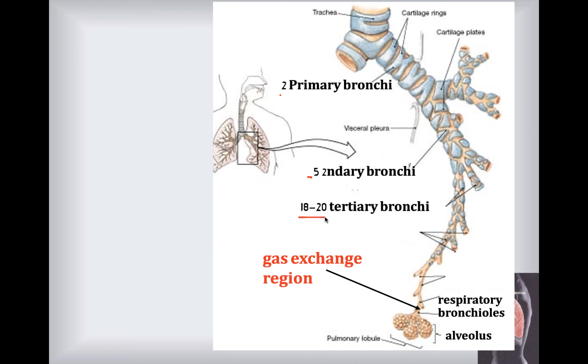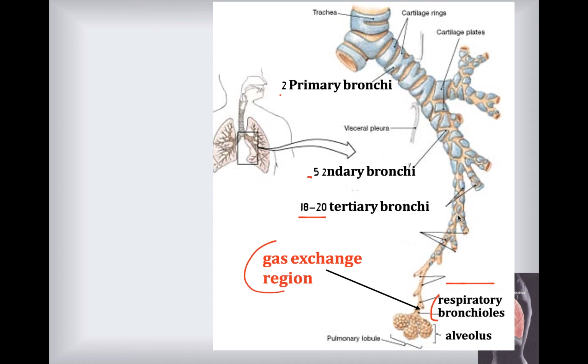You can see we're diverging, though. 18 to 20 tertiary bronchi. These are actually terminal bronchioles. I don't know why I didn't put that in there for you. But eventually we get down to the point where gas exchange can finally occur. That can start in the respiratory bronchioles and the alveolar ducts and the alveoli.